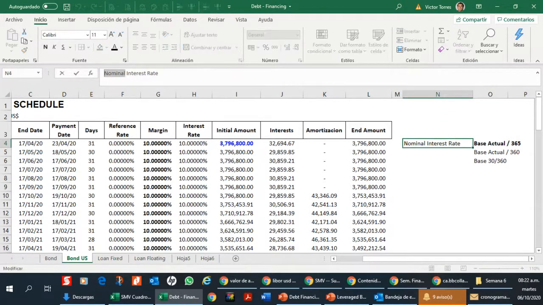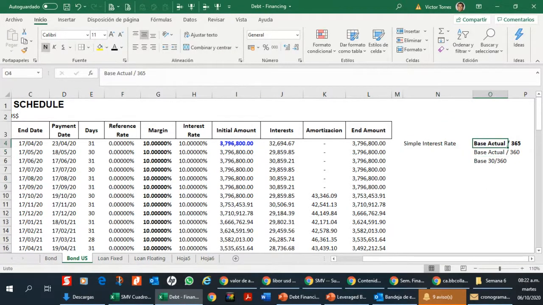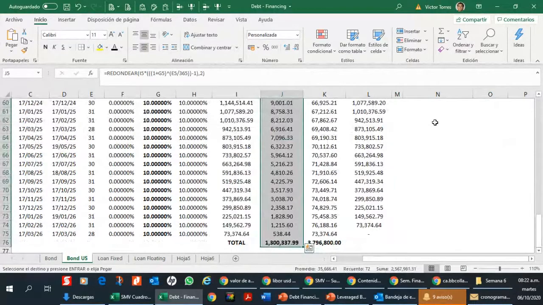Or better said, simple interest rate, because it's not compounded, right? You still need to define the base. The base that is being used here is actual over 360. Let me highlight this one, which is the one that I'm using, and take the ball from this one, right? Down.